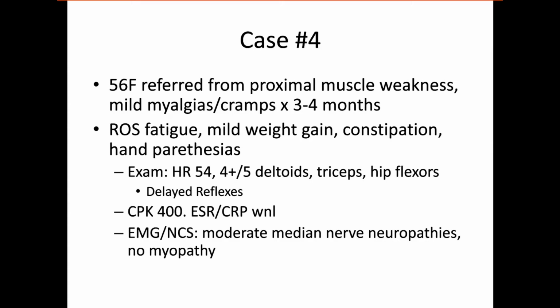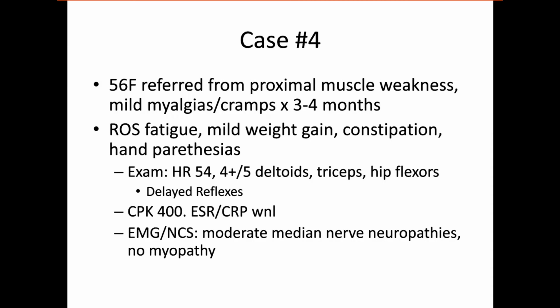All right, case number 4. So we have a 56-year-old female, and she's endorsing some proximal muscle weakness with mild myalgias and cramps for 3 to 4 months. She does endorse some other symptoms, right? So she's endorsing some weight gain, constipation, some paresthesia in the hands. She's bradycardic on exam and has some deficits that you can note in her muscle strength. She has a CPK of 400. And an EMG, again, shows some median nerve neuropathies and no myopathy.